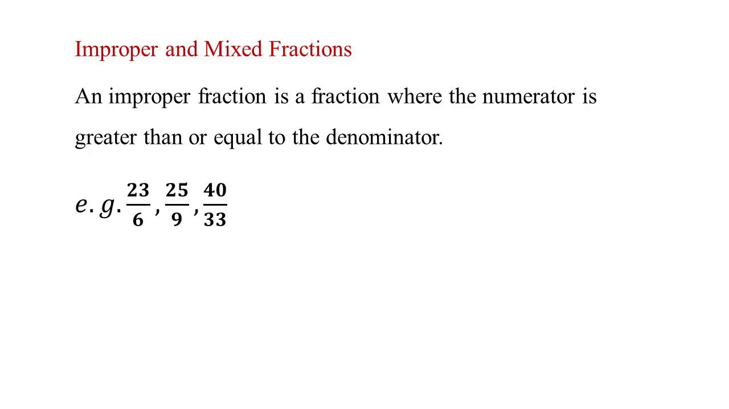Improper and mixed fractions. An improper fraction is a fraction where the numerator is greater than the denominator. Example, 23/6, 25/9, 40/33, all are improper fractions.